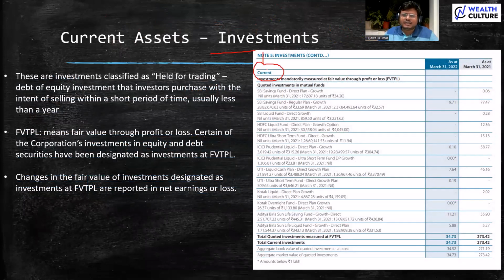Then we have investments, current investments. We discussed non-current. In the current, you will see something called fair value through P&L. So here, whatever profit that you are booking, that you are getting, goes through the P&L statement. Unlike the non-current, where we were doing fair value through other comprehensive income, it was not coming in the P&L. But here, this will come in the P&L.